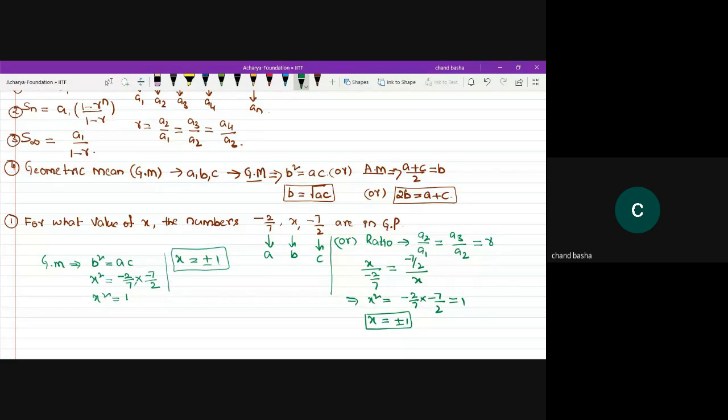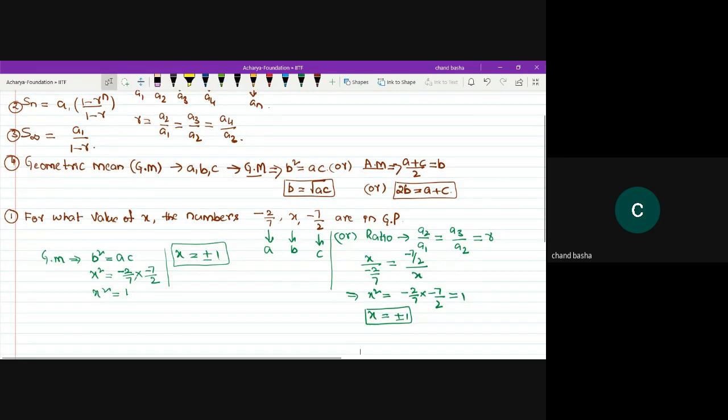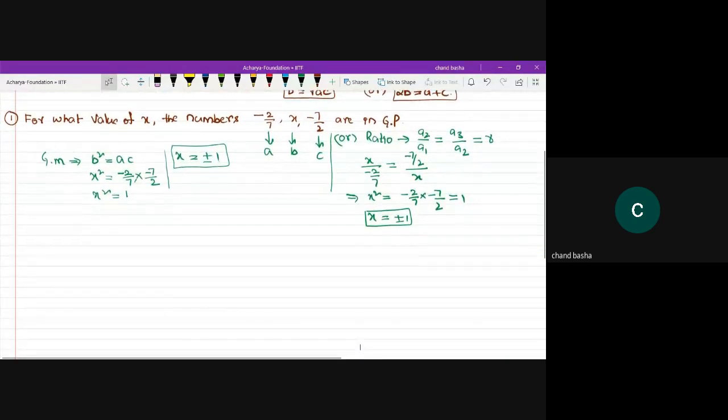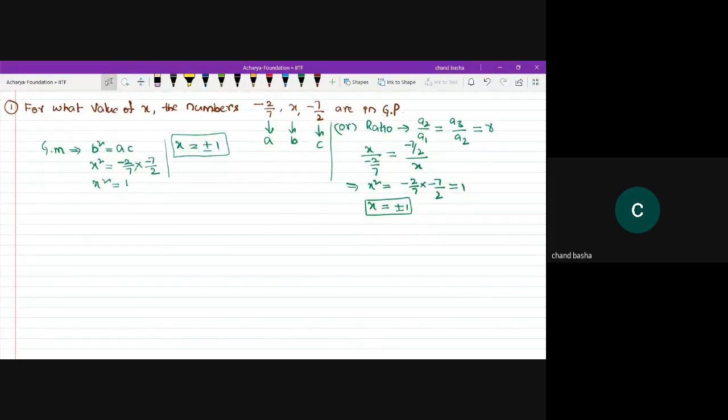I'll go for the next problem. Question number 2. And it is an important concept for board students. Suppose you are attending for board syllabus, board examinations, instead of that NCERT, CBSE syllabus.